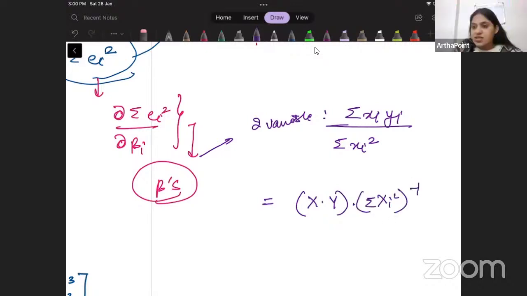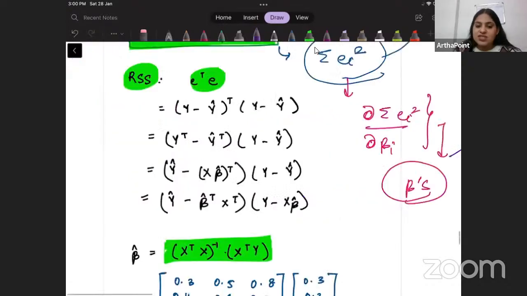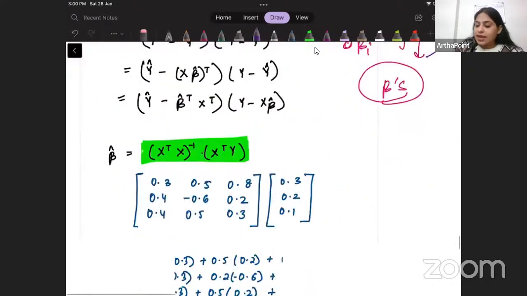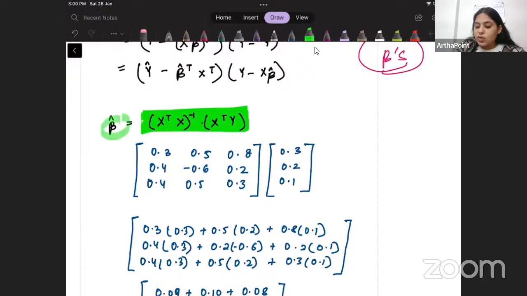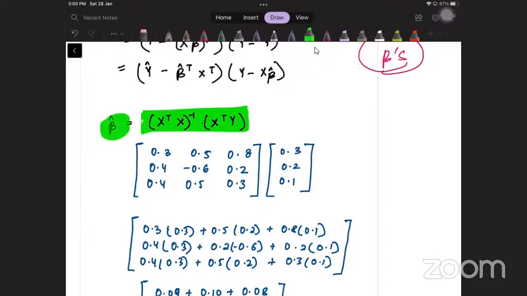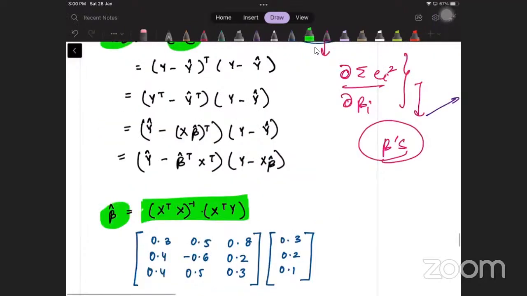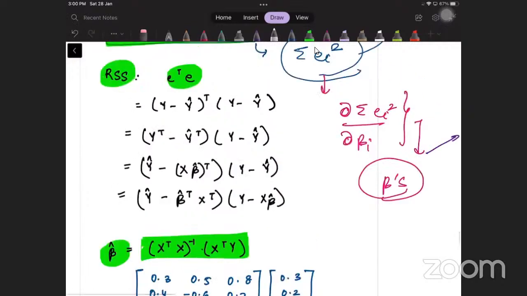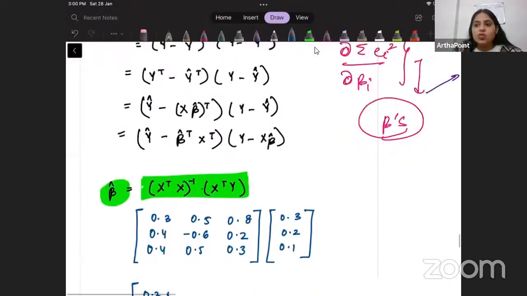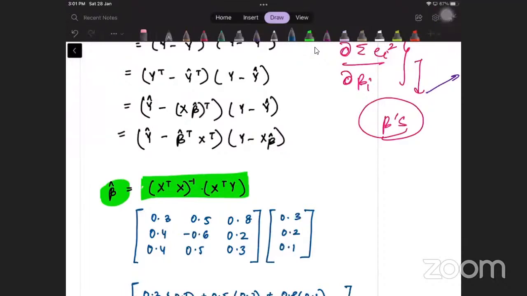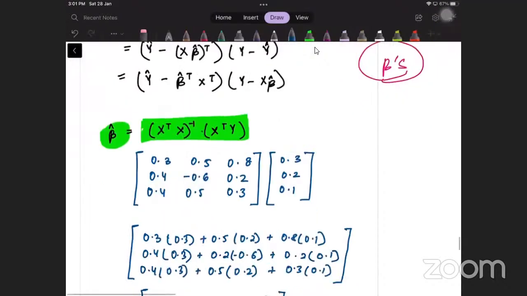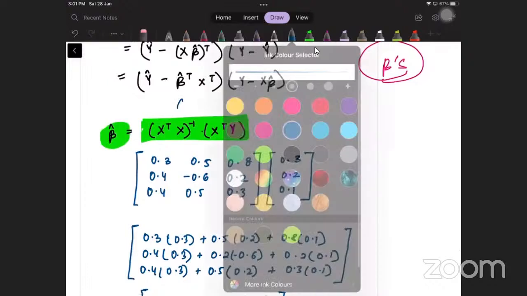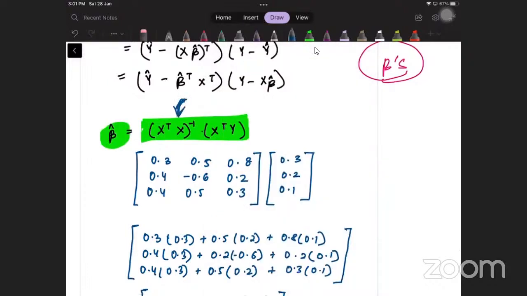If I write this together, exactly the same thing you will get here: X transpose x inverse into x transpose y. This is the value of beta when you minimize the residual sum of square. So on minimizing residual sum of square, the betas that you get is nothing but x transpose x inverse into x transpose y. This matrix is given to me. I am given this in the question. I am given this also in the question.